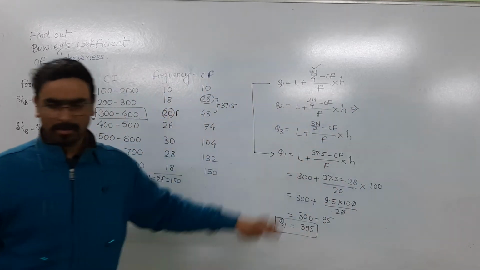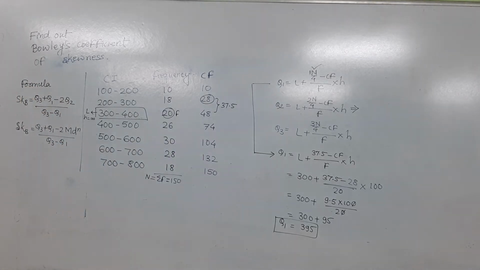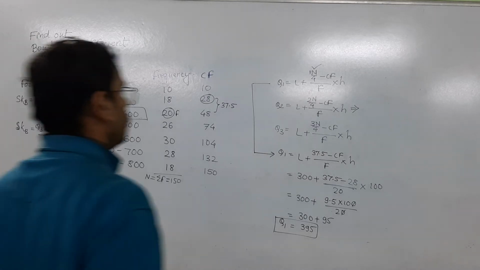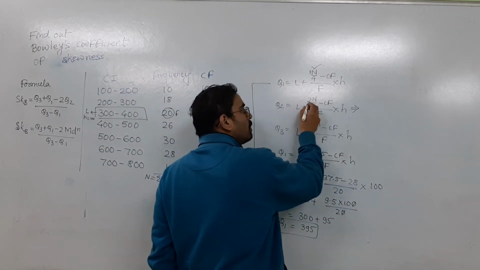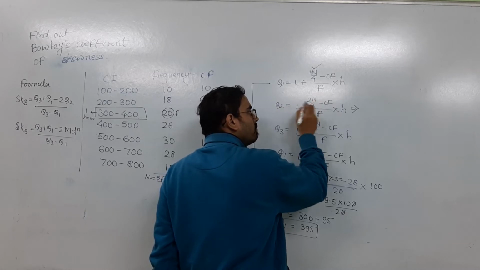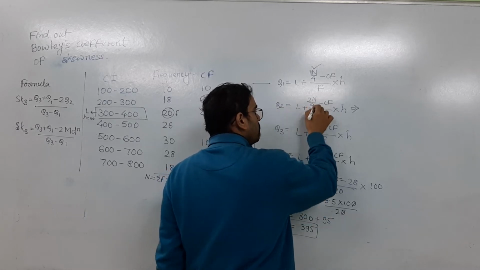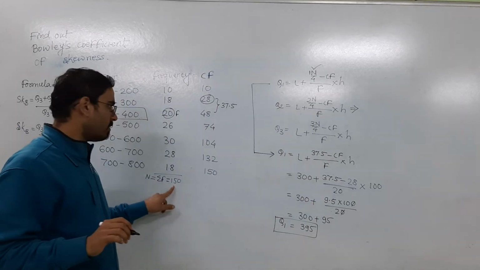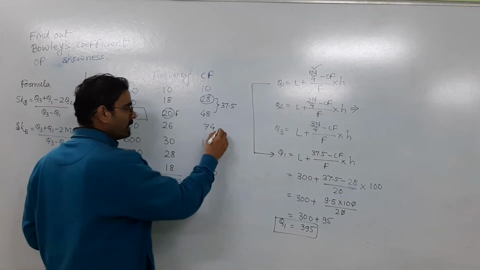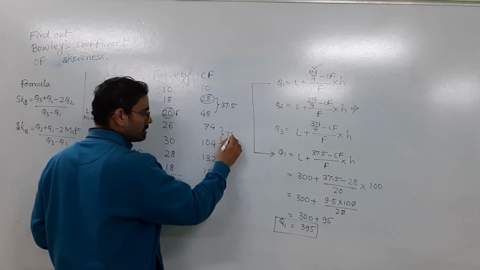I think that part is visible to us, isn't it? Okay, we can solve it. So Q2. For finding Q2, you have to first find out 2n by 4. 2n by 4 means n by 2. N by 2 means 150 divided by 2. That will be 75. So 75 is lying in between these two terms.